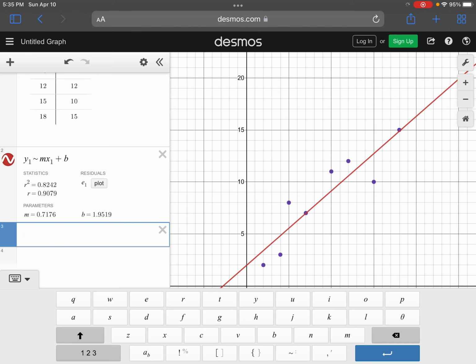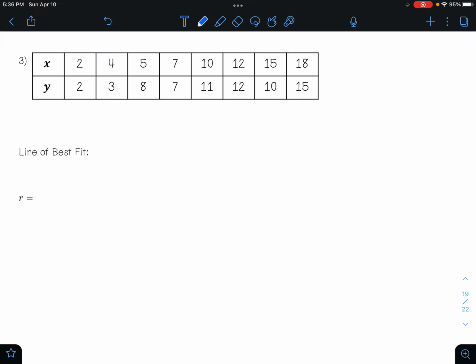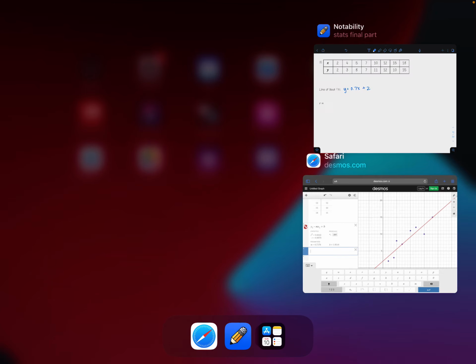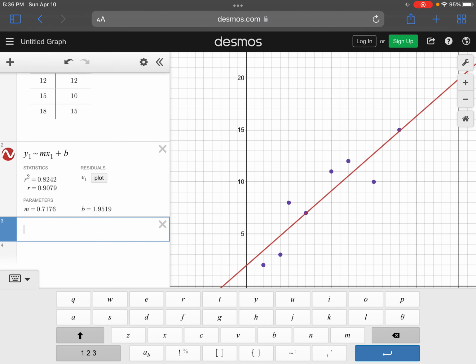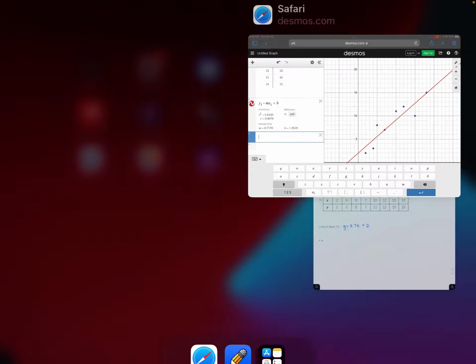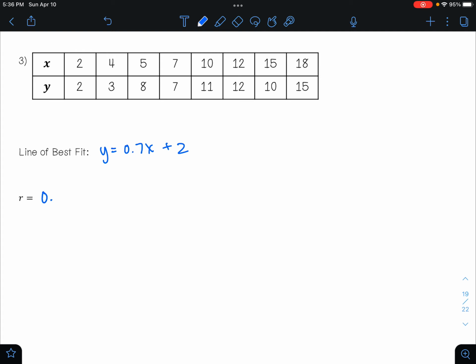And we get all of our parameters and statistics that we need. So for our line of best fit, that's y equals mx plus b. If I round to the nearest tenth, I'm going to have y equals 0.7x plus 2. And then for our correlation coefficient r, my r value is 0.9079. So rounded to the nearest tenth, that's going to be r equals 0.9.